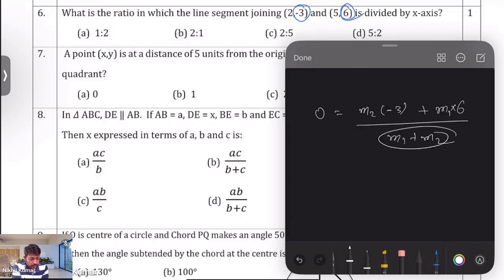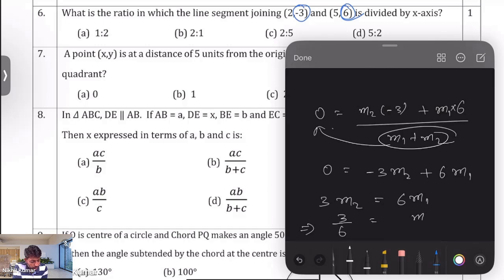This goes to that side, gets multiplied with 0, becomes 0. So all we have is this minus 3m2 plus 6m1. This is 3m2 is equal to 6m1. What do we have is m1, or 3 upon 6 is what our m1 upon m2 is. That's what we had to find out. If you simplify it further, it's going to come out to be 1 upon 2.